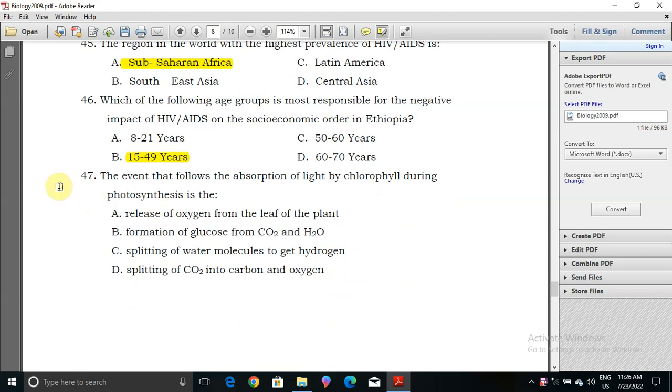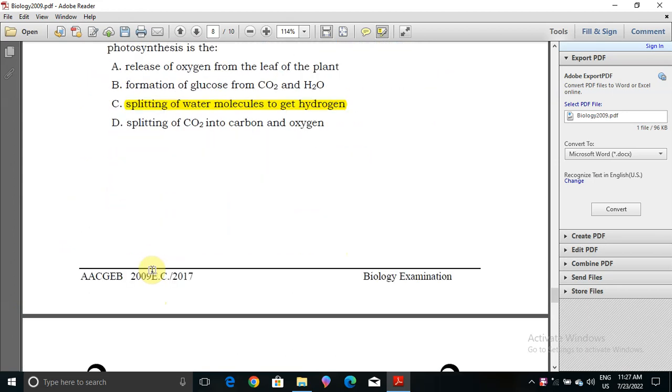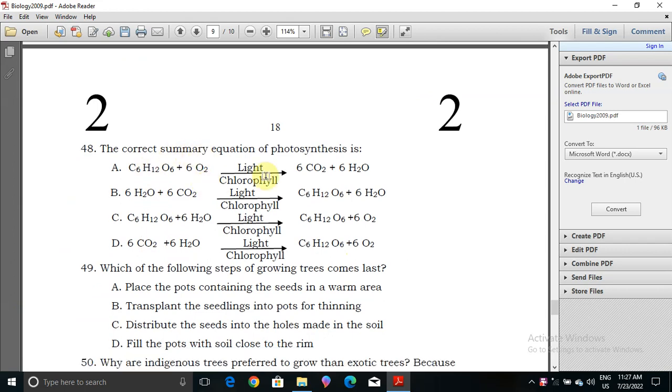The event that follows the absorption of light by chlorophyll during photosynthesis is what? It is the splitting of water molecules to get hydrogen. So the correct answer for question number 47 will be choice C. Now question number 48. The correct summary equation of photosynthesis is what? Here we have C6H12O6. So the correct answer will be 6 of carbon dioxide plus 6 of water, and here what we have, light and chlorophyll. Yes, then that will give us glucose plus 6 of oxygen. So the correct answer for question number 48 will be choice D.